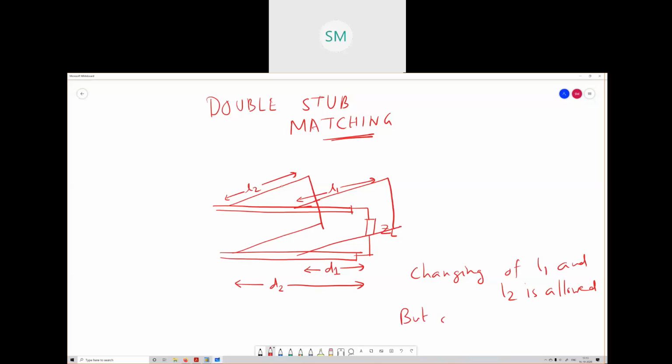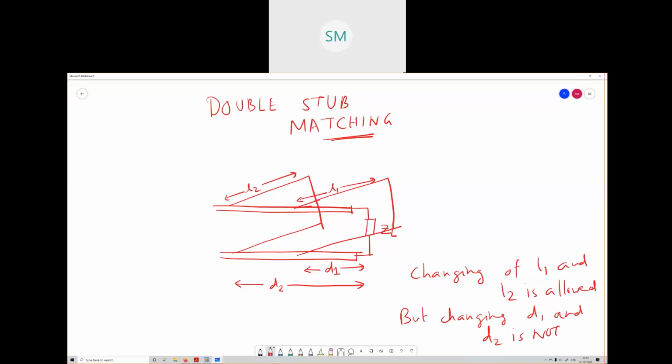But changing D1 and D2, D1 and D2 are fixed. Okay, we cannot change D1 and D2 under any circumstances, but it is allowed to change L1 and L2. Okay, so we can set D1, D2 as per our convenience. Okay, so we do not have to put the stub anywhere. Wherever it is convenient for us to put the stub, only there we can put. Okay, so disadvantage of the single stub matching is mitigated.